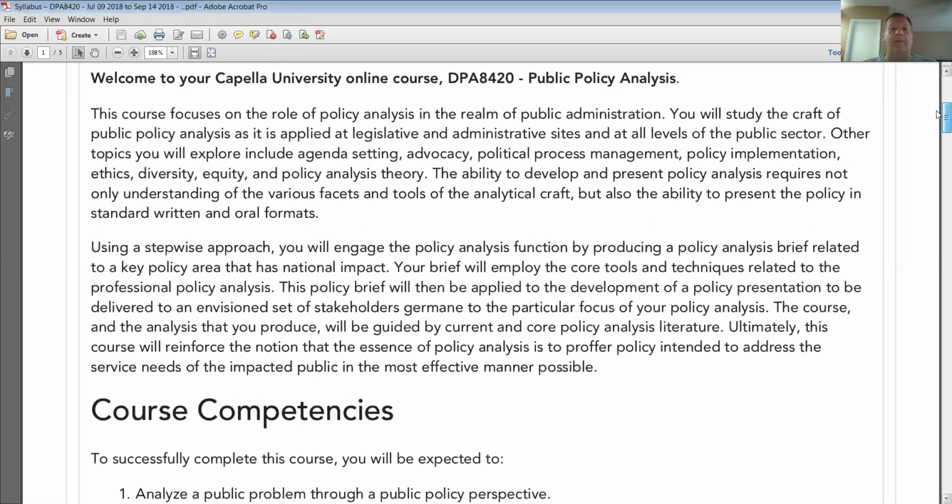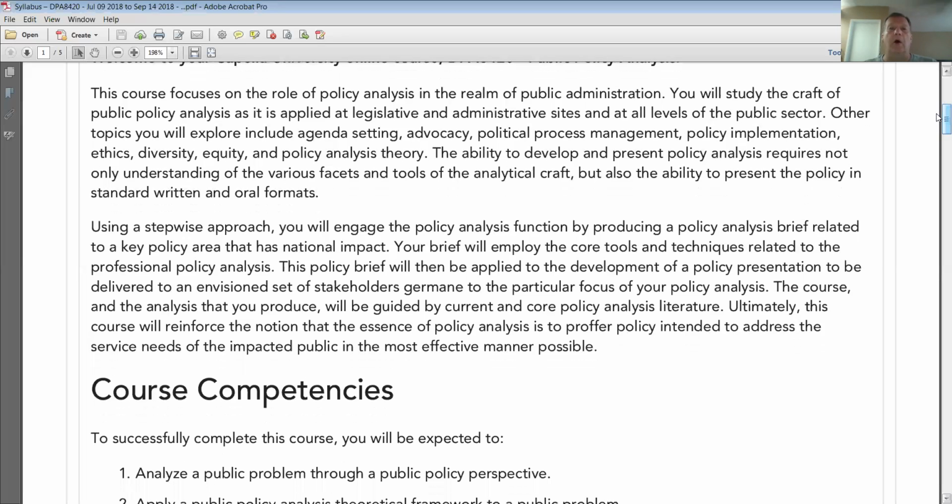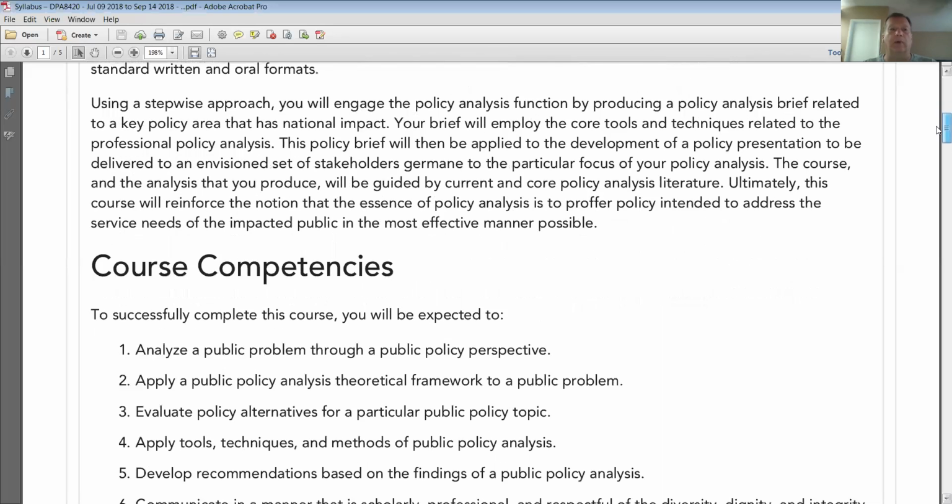We do take a very stepwise type of approach in that each week builds upon the preceding week. And so one of the first things that you'll do in this course is select a policy area that you will use as the basis for all the deliverables that you'll be producing in the course. All the deliverables are built in what we call a scaffolding manner, in that each next deliverable builds upon the previous deliverable, and then hopefully once you put everything together, you'll see that you have done a relatively thorough policy analysis brief for the course.